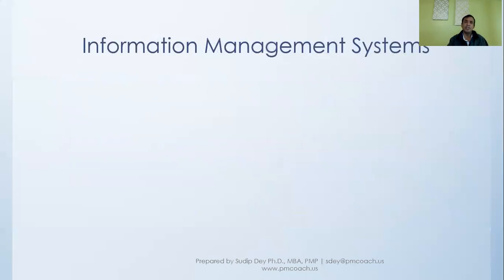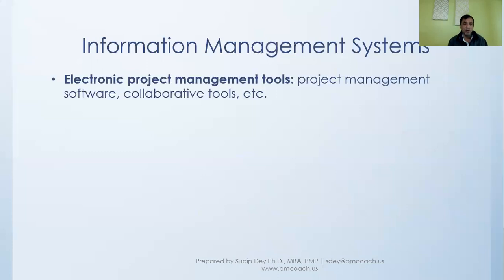Now we will be using different information management systems. And when we are using different information management systems, we have to take into consideration why we are using them, because each has its own purpose. For example, we might be using electronic project management tools, which is project management software, collaboration tools, and so on. So we'll have a project management software.